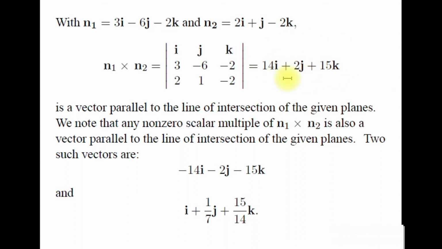multiplying this vector with a scalar negative 1, we get negative 14i, negative 2j, negative 15k. Another vector is obtained by multiplying this vector with 1 upon 14. By multiplying with 1 upon 14, this becomes 1. So i plus 2 by 14 becomes 1 by 7 j plus 15 upon 14.